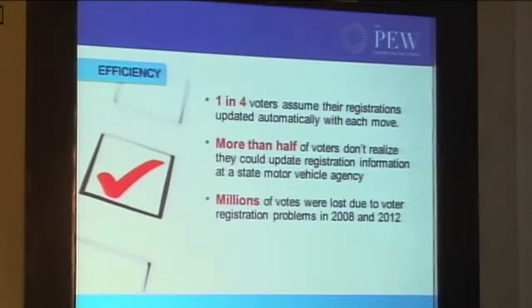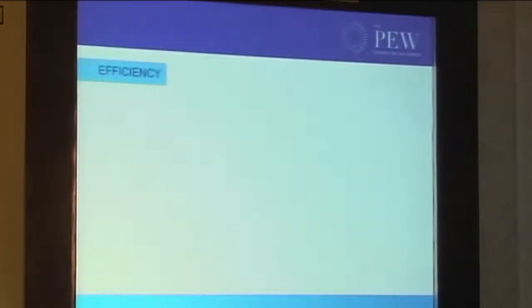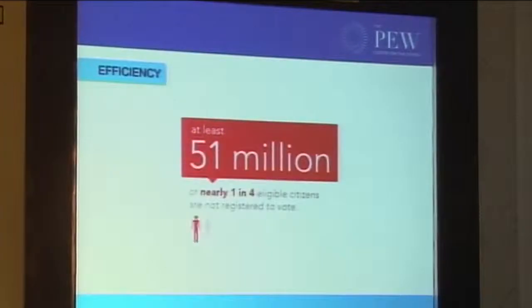And this leads to actually lost votes. What we found in the 2008 and 2012 election cycles is that millions of lost votes were the result of bad voter registration information. Someone didn't get the right voter registration information onto the list. They went to try to cast their ballot, and they weren't able to cast a ballot that would be counted due to a problem with the lists. The result, about 51 million, or about 25% of the American eligible voter population, is not on the list at all.